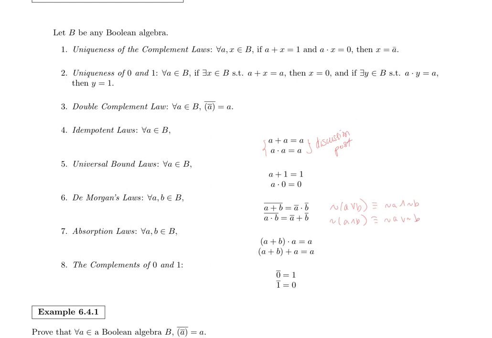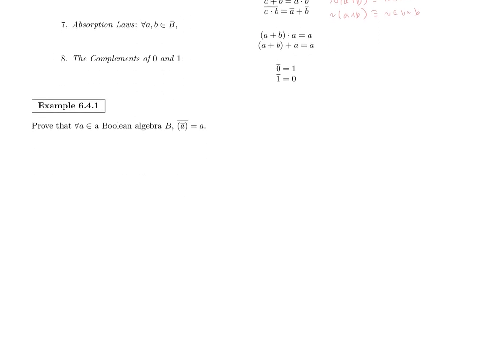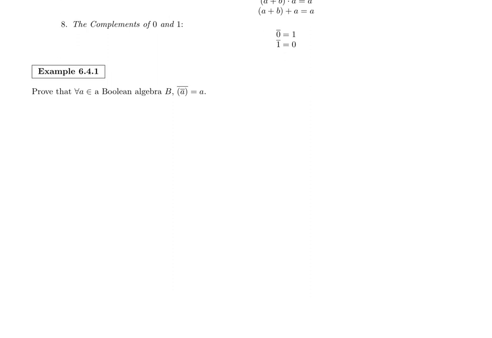So this is all great, but where are we going with this? How are we going to use these properties to help us write proofs? Because you know that's where we're going. We are always writing proofs in this class. Well, let's start with proving that for all A in a Boolean algebra B, the double complement of A is A itself.